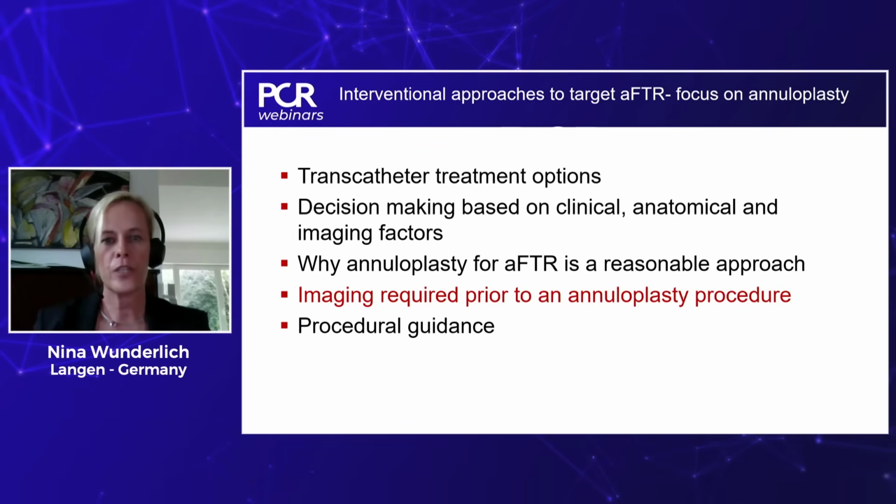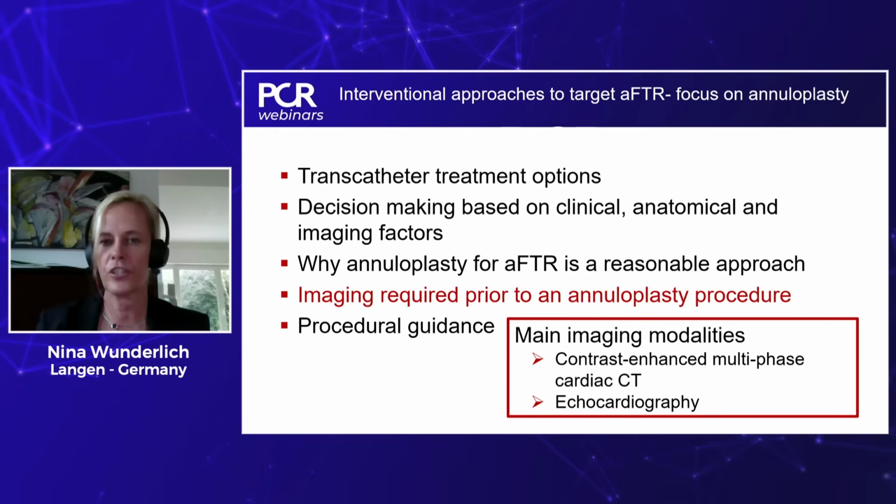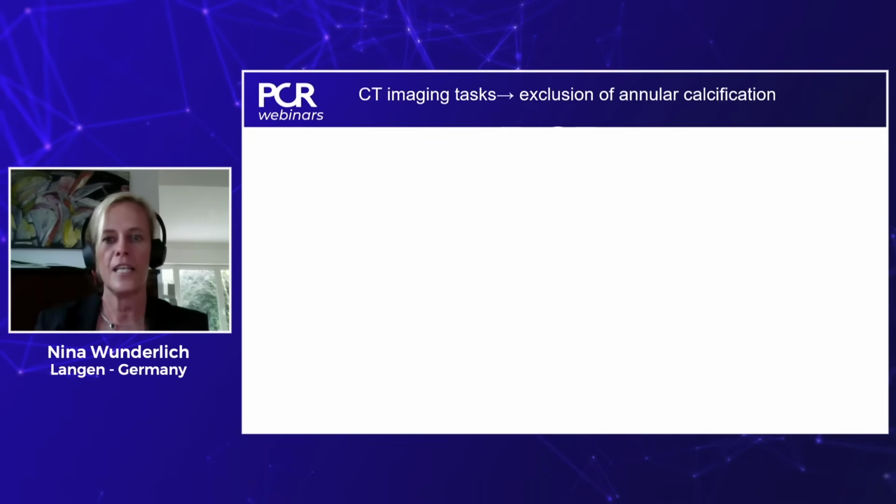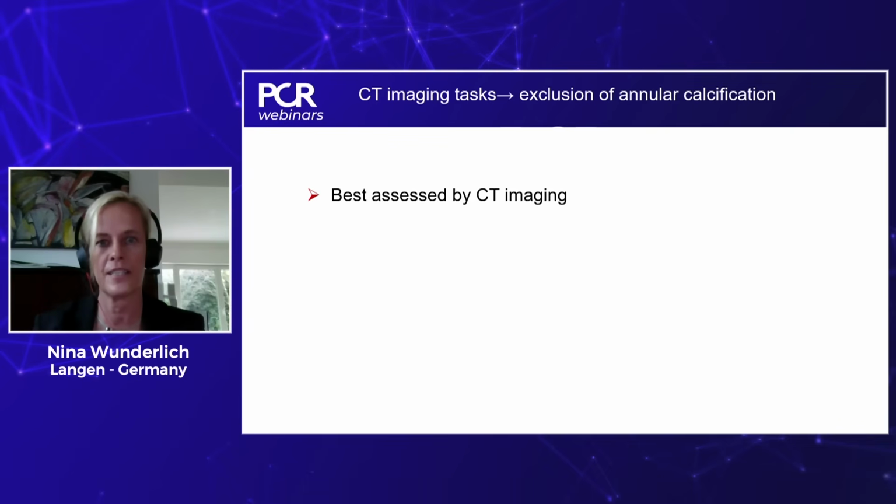So how do we do it, and what imaging is required prior to an annuloplasty procedure? So we need two imaging modalities. First is contrast-enhanced CT, and the next one is echocardiography. So what do we have to address with the CT? The first thing is we have to exclude annular calcification. This is very rare in patients with tricuspid disease, but this is best assessed by CT imaging. It's much less frequent than in the mitral space.